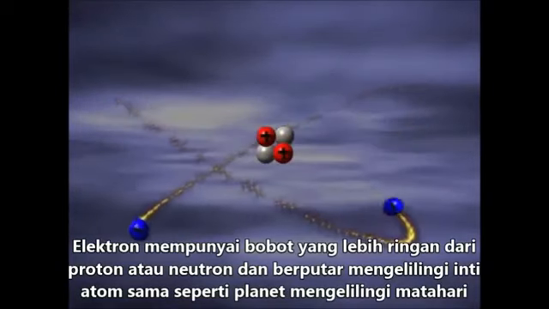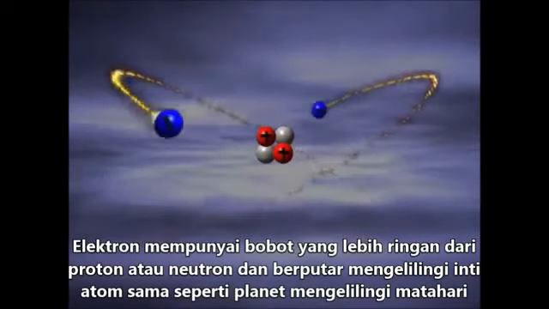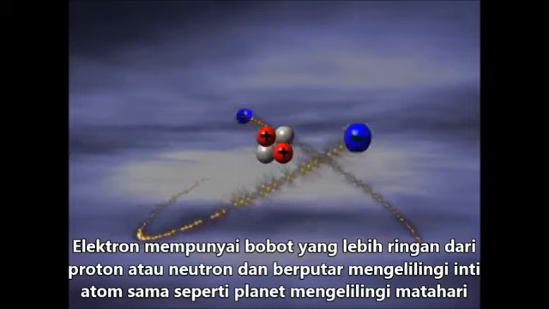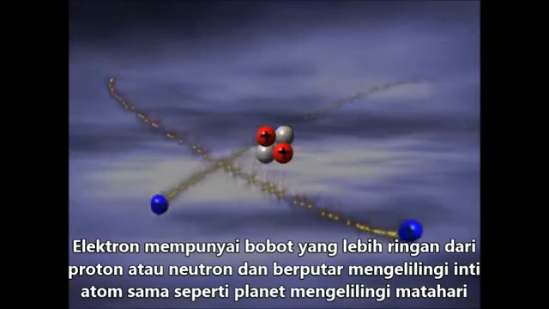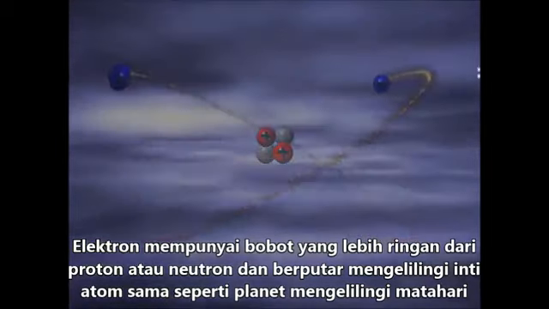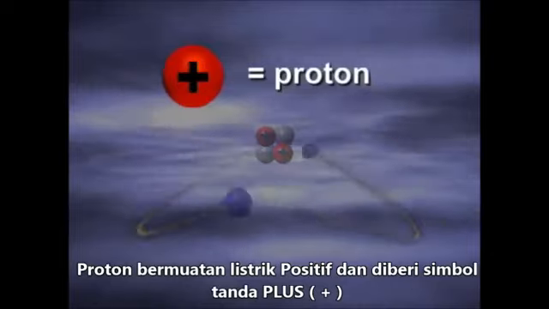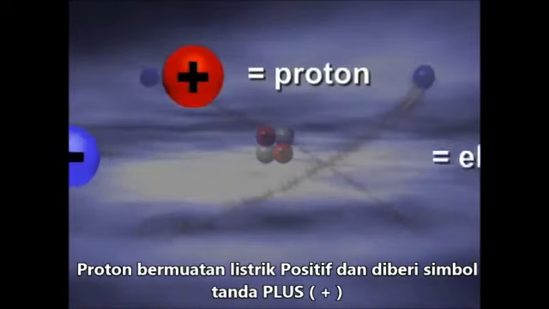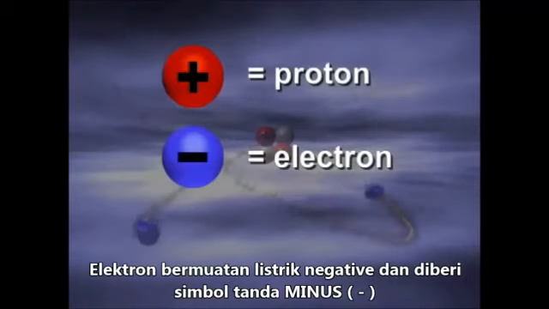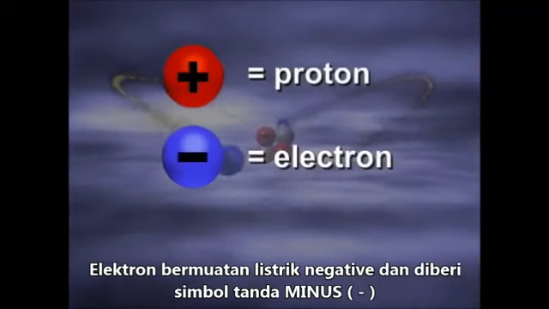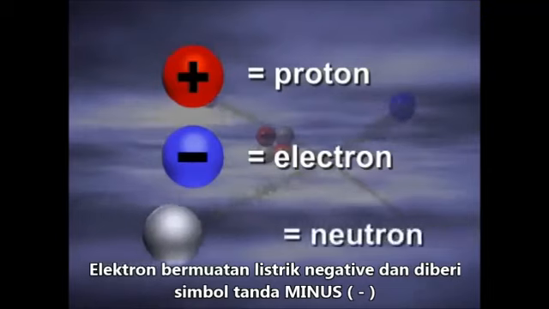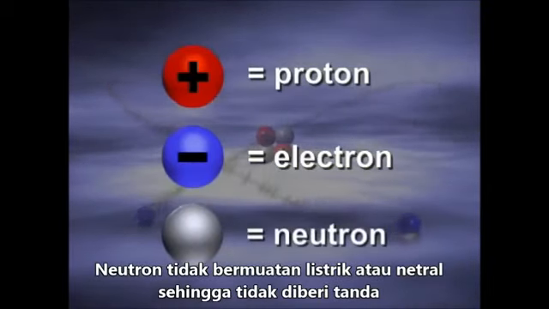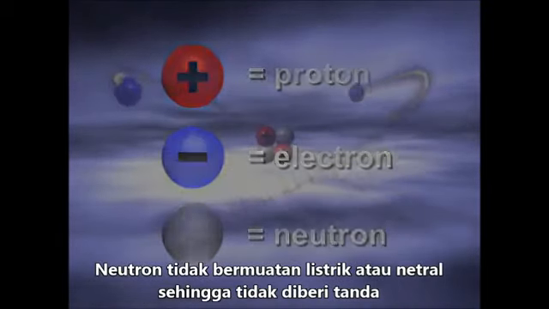Electrons are much lighter than neutrons or protons and orbit around the nucleus in much the same way that planets orbit around the sun. The proton has a positive charge, and its symbol is a plus sign. The electron has a negative charge, and its symbol is the minus sign. The neutron has no charge, and therefore has no sign.